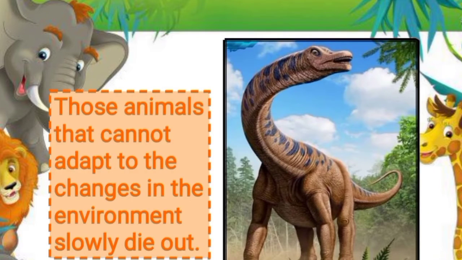Like plants, animals have also developed certain features which help them to survive in the environment, and those animals that cannot adapt to the changes in their environment slowly die out. For example, dinosaurs.